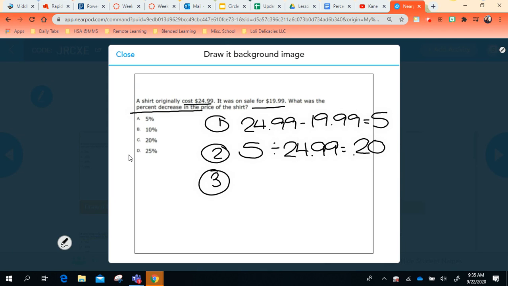So you take the answer, and you divide it by the original. Okay, what was your original cost? Yeah, so it's not always going to be the smallest number. So when you put that in the calculator, you get 5 divided by 25, and you get 0.20.